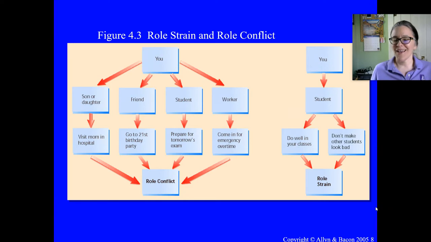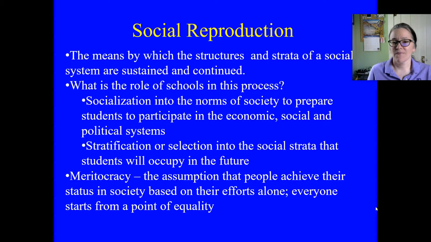Whereas role strain just recognizes that everyone has multiple roles. So you're not ever just a student. You're, for a lot of you, a teacher, an employee, a friend, perhaps a parent, a partner, a daughter. We have multiple roles, and sometimes we're not sure which ones have priority.